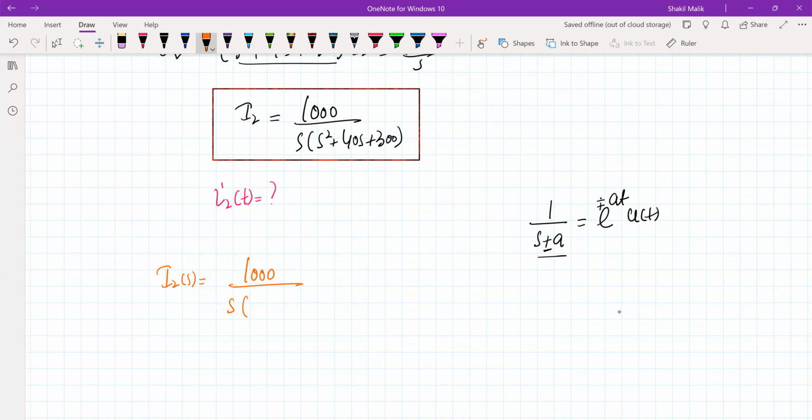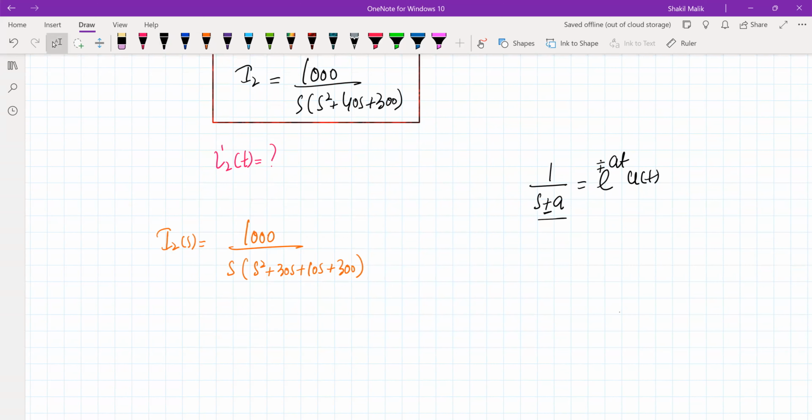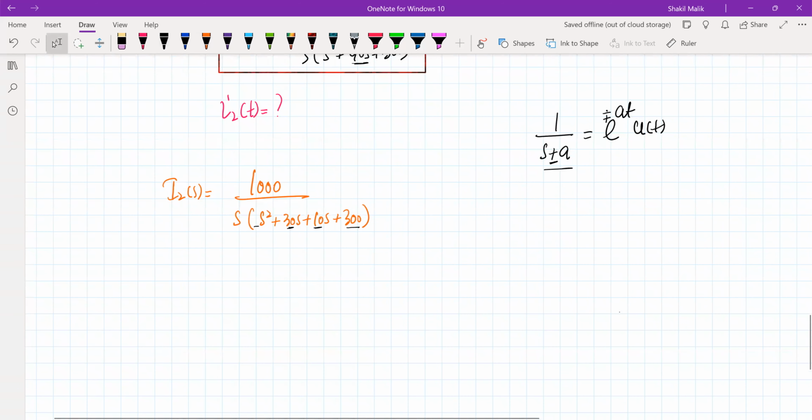s squared plus 40s plus 300. See, this is a quadratic equation. If you remember how to get the factors of a quadratic equation, one method is to split the middle term. So it will be s squared plus 30s plus 10s, 30s plus 10s is 40s, and 300. What we do in splitting the middle term is split it into two terms such that the product of these two coefficients is equal to the product of this term and the coefficient of this. I hope you remember this from the basic class.